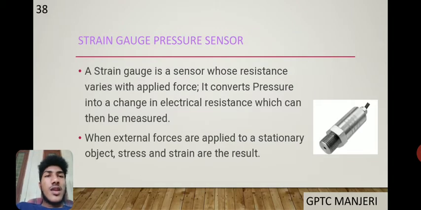Next, the strain gauge pressure sensor. A strain gauge is a sensor whose resistance varies with the applied force. It converts the pressure into a change in electrical resistance, which can then be measured. When external forces are applied to a stationary object, stress and strain are the result.